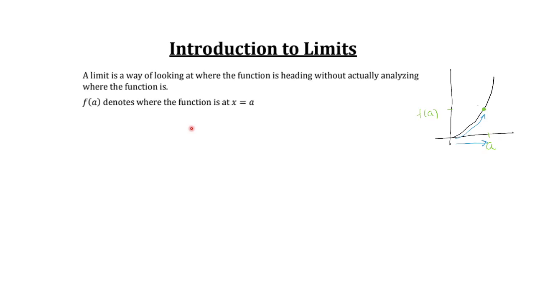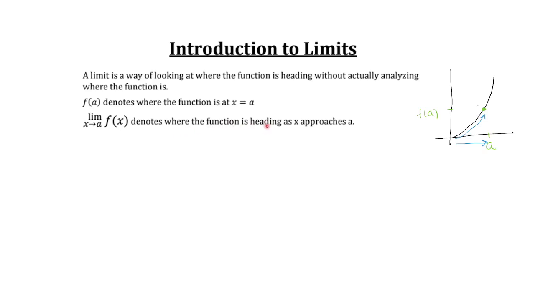But before we do that, there's a couple of definitions and notations that we have to establish. So f of a denotes where the function is at x is equal to a. So f of a is the value of the function when x is equal to a. And then the limit, the notation for limit, is as follows. The limit as x approaches a, and so we write limit on the top, and then as a subscript almost, we write x arrow a to indicate that x is approaching the value of a of f of x.